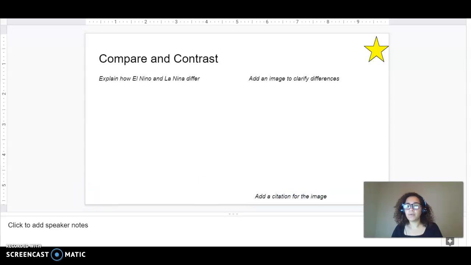On the next one, we are going to explain how El Niño and La Niña are different. Please make sure that you're going further into it than just saying that they're different names. Make sure that you're really telling your teacher everything they need to know. That image should be added to clarify the differences. And don't forget the citation.